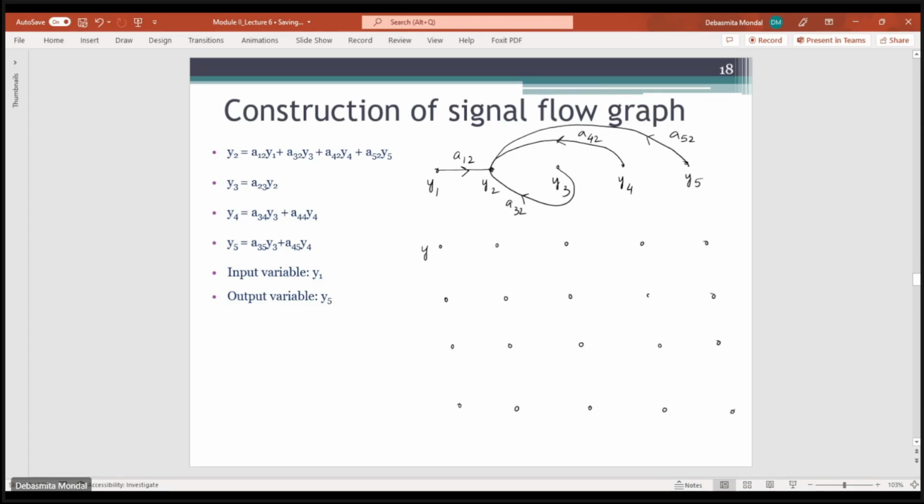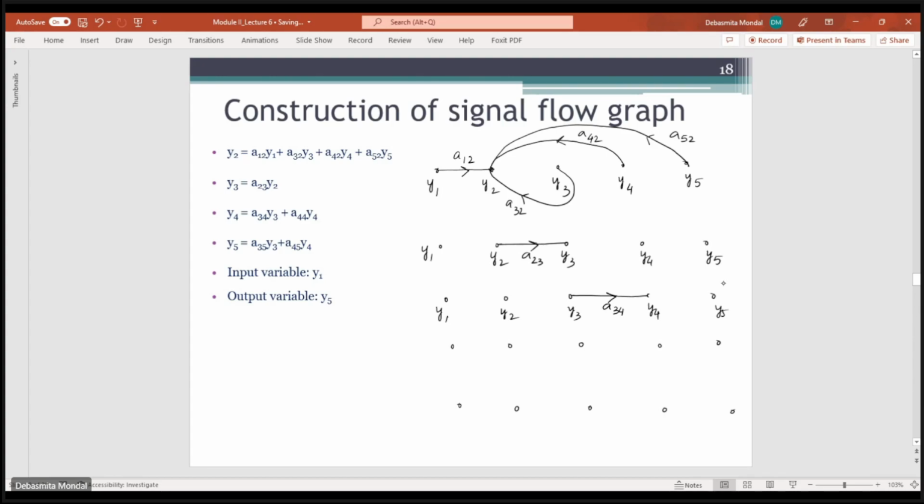For the second one, ma'am, we'll have a straight forward path from y2 to y3, ma'am. y2 to y3. This is a23. Good. Then the third: y3 to y4 straight path, ma'am, with a gain a34.